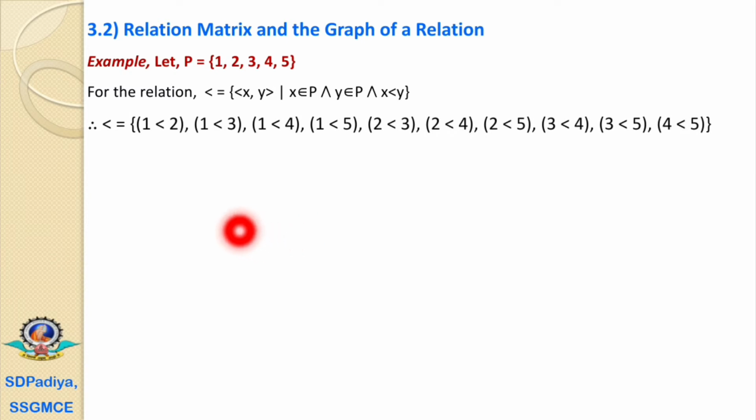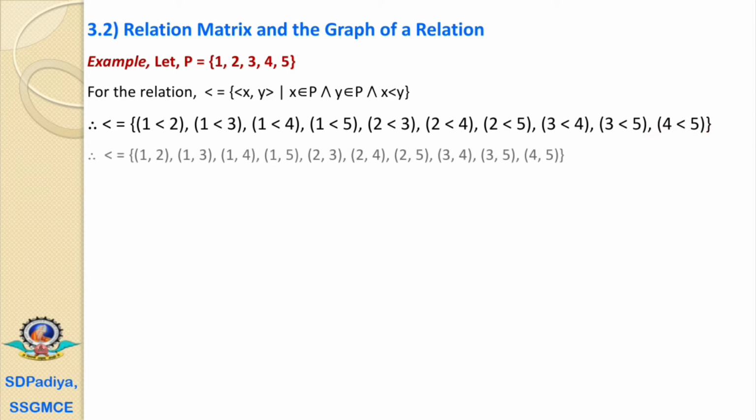Therefore, if we form the set of ordered pairs for that, then it is a set of 1 is less than 2, 1 is less than 3, 1 is less than 4, 1 is less than 5, 2 is less than 3, 2 is less than 4, 2 is less than 5, then 3 is less than 4, 3 is less than 5, and the last is 4 is less than 5.